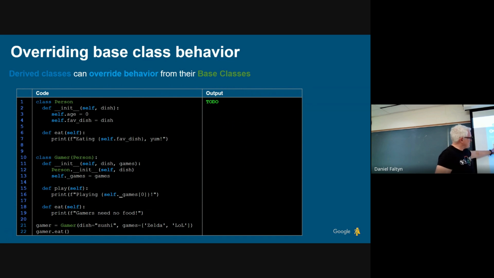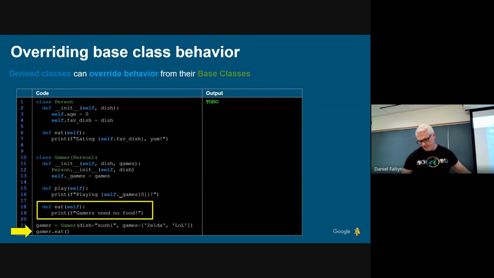So I have a class named person with a constructor and an eat method. I have a class called gamer, which is a subclass of person, has a constructor, calls the parent constructor, has some additional attributes, games, has an additional method, play, and the method eat. When I instantiate my gamer and I call eat, that's going to call this method, right? It's not going to call this method.